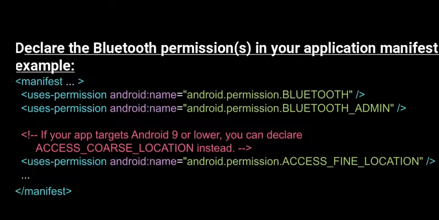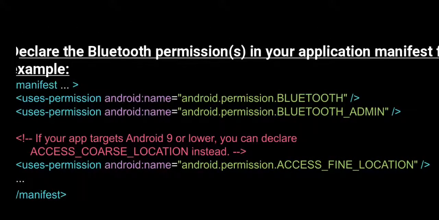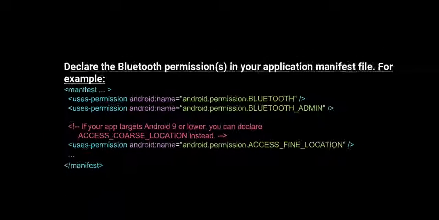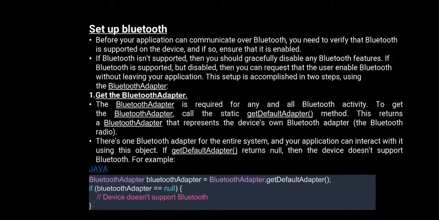Set the permission in the manifest file. Uses permission android:name android.permission.BLUETOOTH and android.permission.BLUETOOTH_ADMIN. If your app targets Android 9 or lower, you can declare ACCESS_COARSE_LOCATION instead. Use permission android:name ACCESS_COARSE_LOCATION or ACCESS_FINE_LOCATION inside the manifest file.